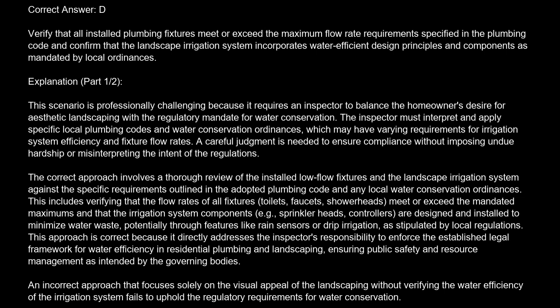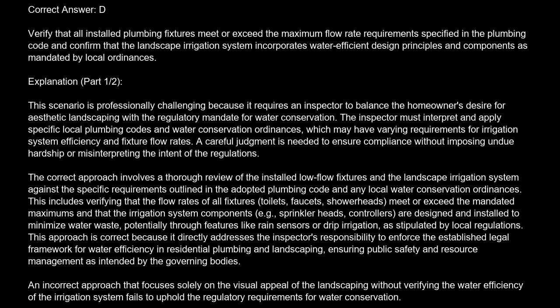Explanation. This scenario is professionally challenging because it requires an inspector to balance the homeowner's desire for aesthetic landscaping with the regulatory mandate for water conservation. The inspector must interpret and apply specific local plumbing codes and water conservation ordinances, which may have varying requirements for irrigation system efficiency and fixture flow rates. A careful judgment is needed to ensure compliance without imposing undue hardship or misinterpreting the intent of the regulations.